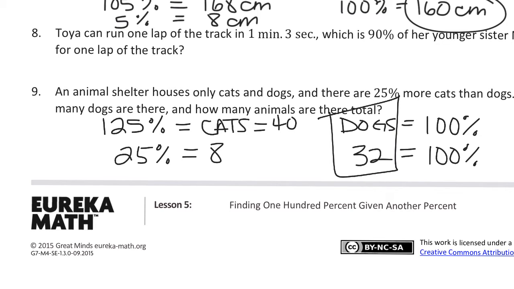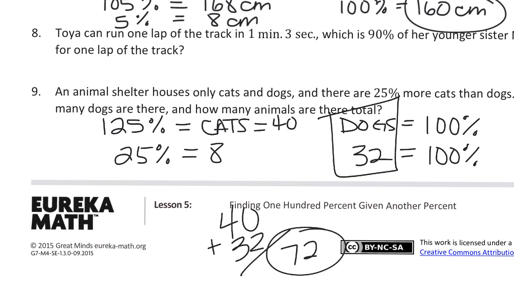Then it asks how many animals are there altogether. 40 plus 32, 72 total animals.